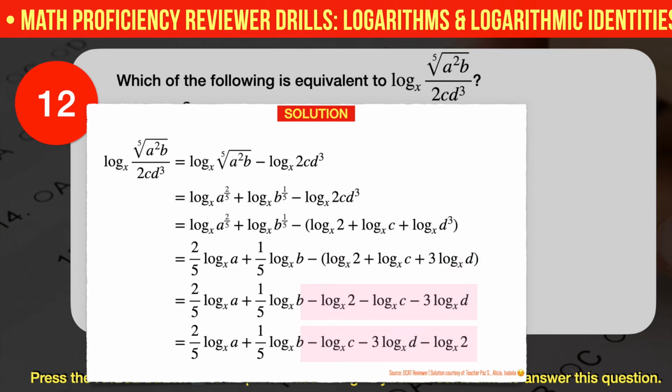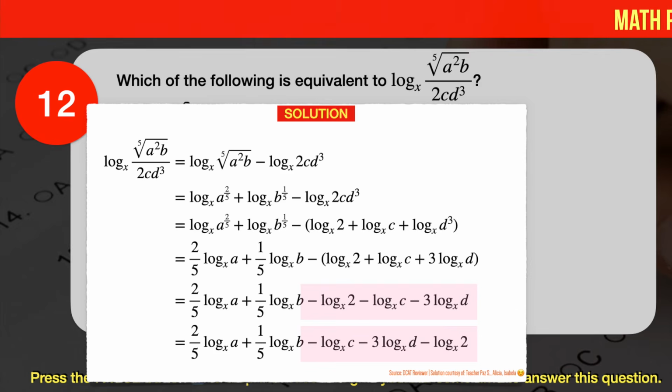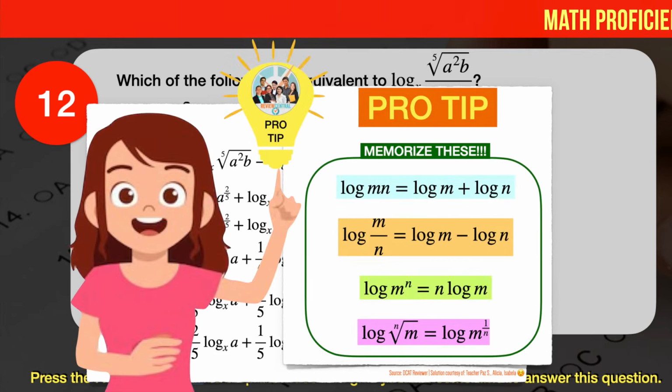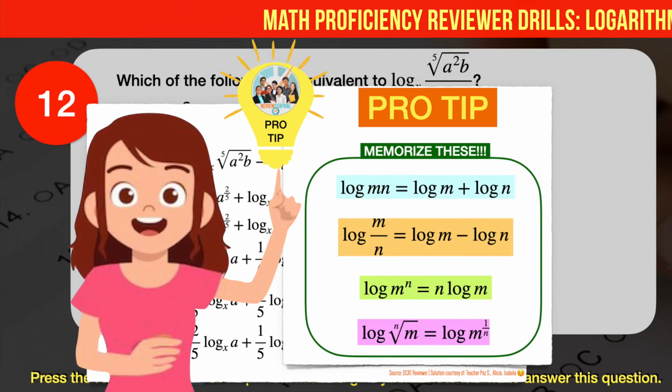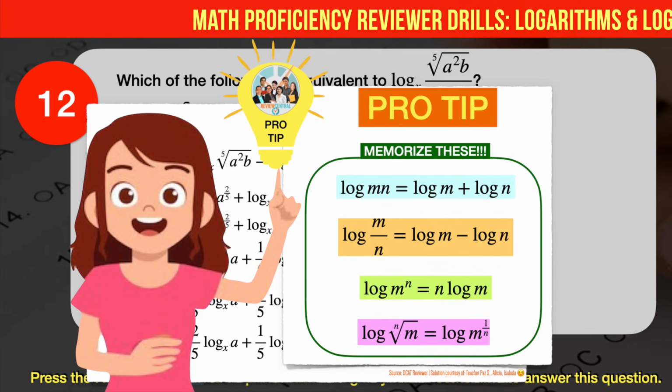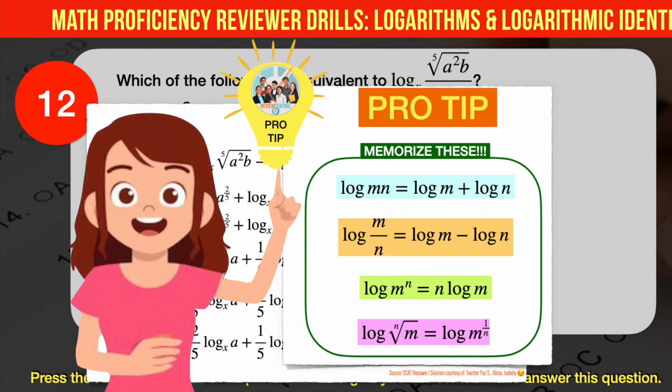And you'll be delighted to find out that the expression we arrived at is exactly as the one in answer choice E. And it's time for another review central pro tip. Memorize the 4 logarithmic identities that we have used in solving our just completed drill problem. If your next mathematics proficiency test will involve logarithmic identities, these are the ones that you will most likely need.